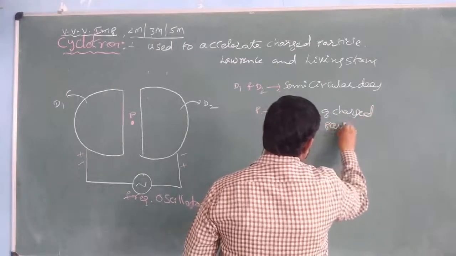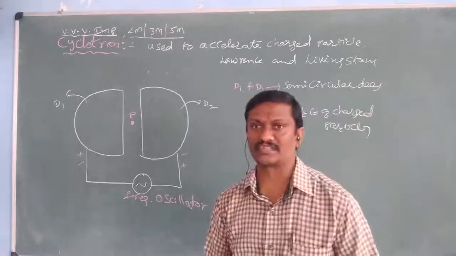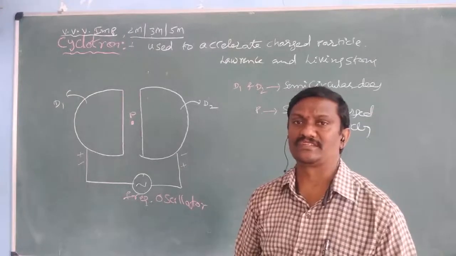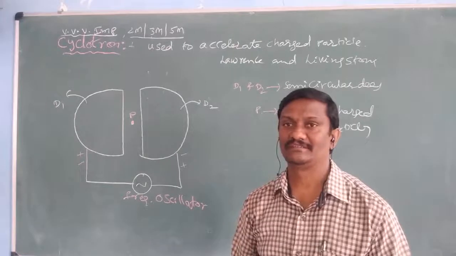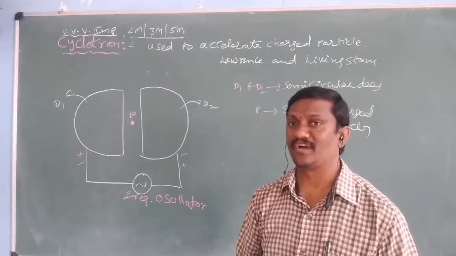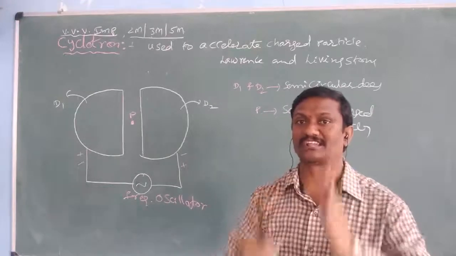P is called a source of charged particles. We know source of sound means emits sound; source of light means emits light. Here P means source of charged particles, which always emits a number of charged particles. But an important point: the emitted charged particles are compulsorily moving perpendicular to the field direction.